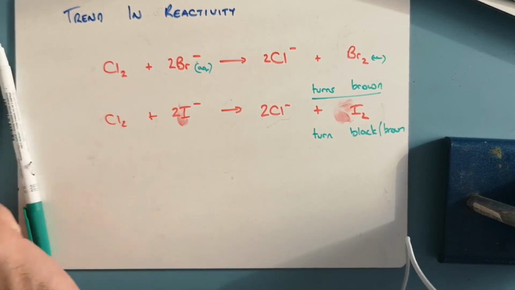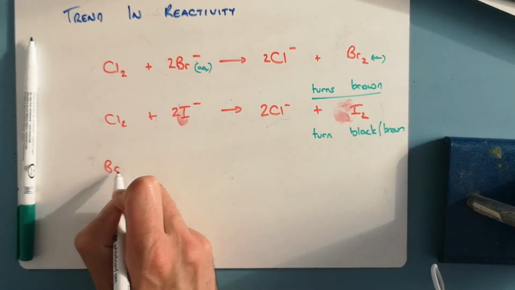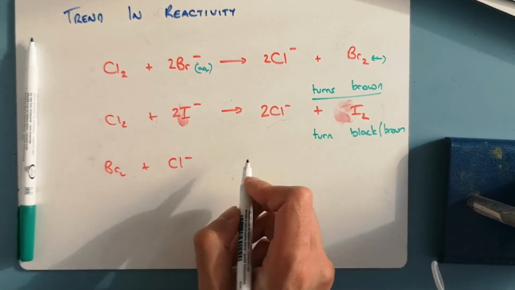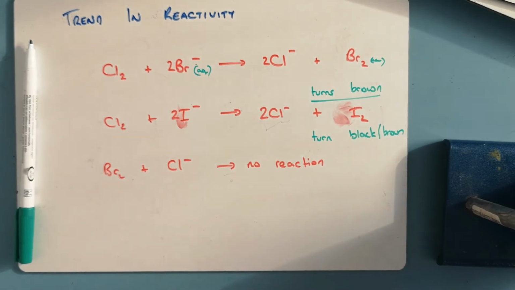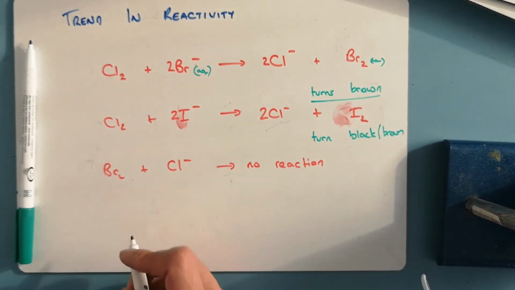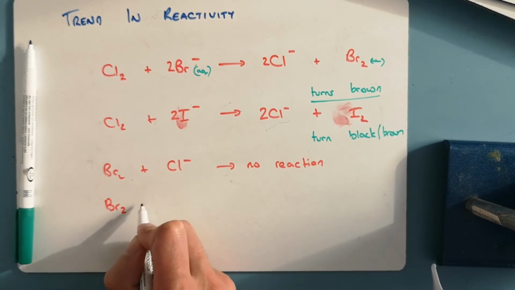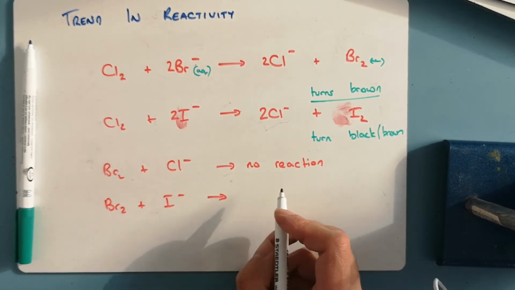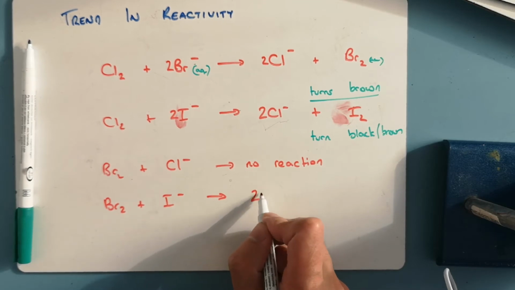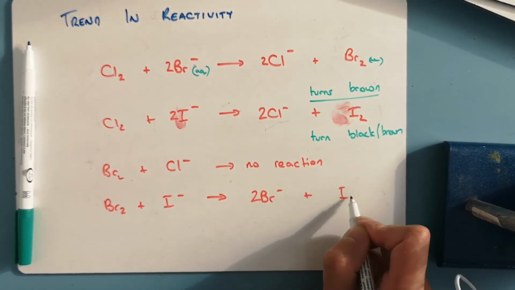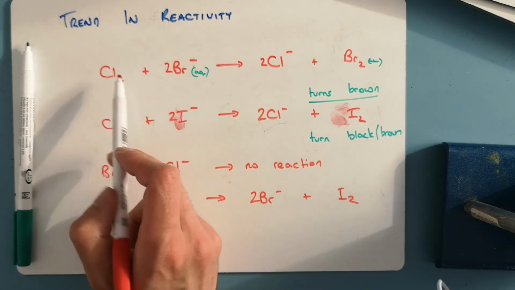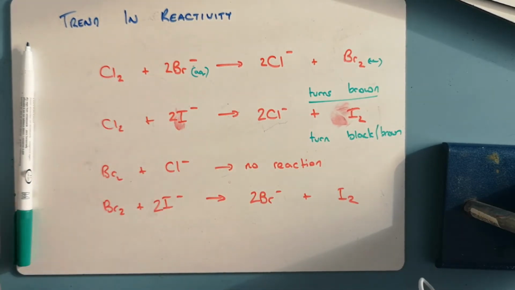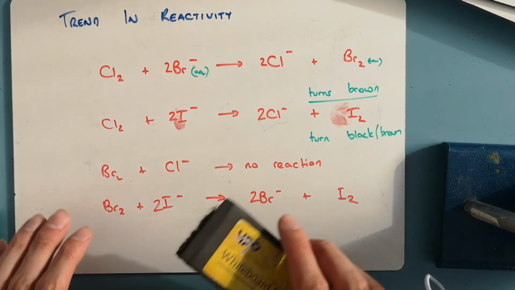So if we tried to reverse this and take the bromine and try and react it with chloride ions, we get no reaction because the chloride ions can hold on to their outer electrons more. There's a greater nuclear attraction and the bromine can't take them off. But bromine can take them off iodide, which again would turn black and brown. So these are what we call displacement reactions, where a molecule steals the electrons to become an ion. And if it's more reactive, it will accomplish that.